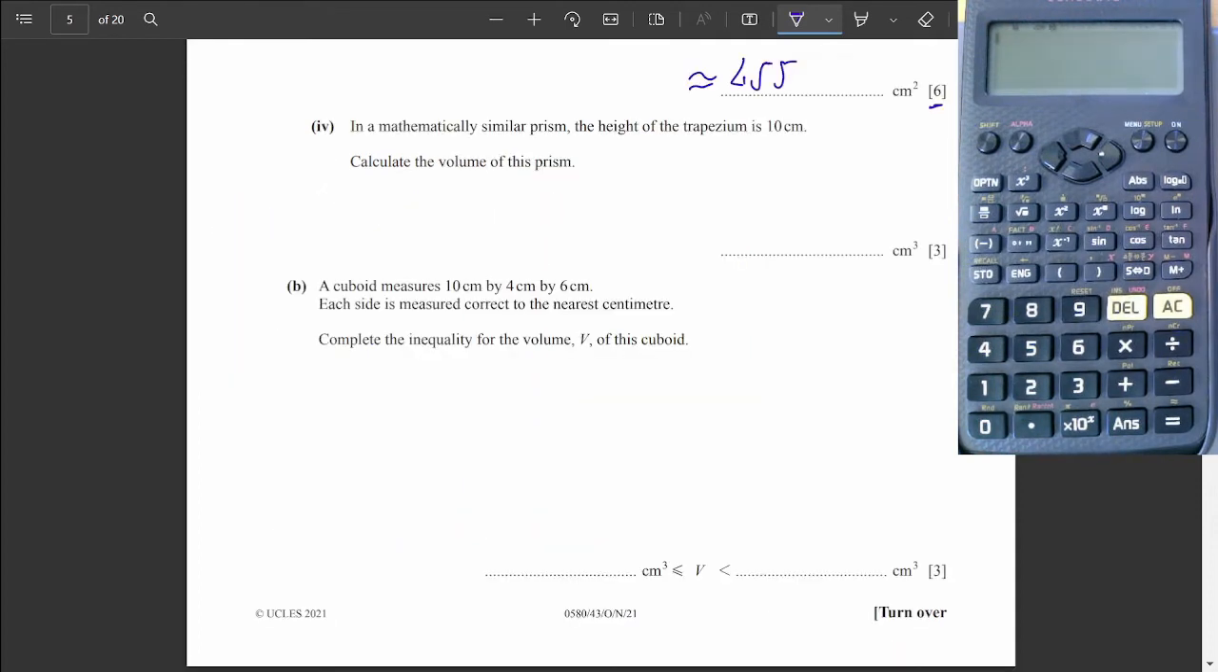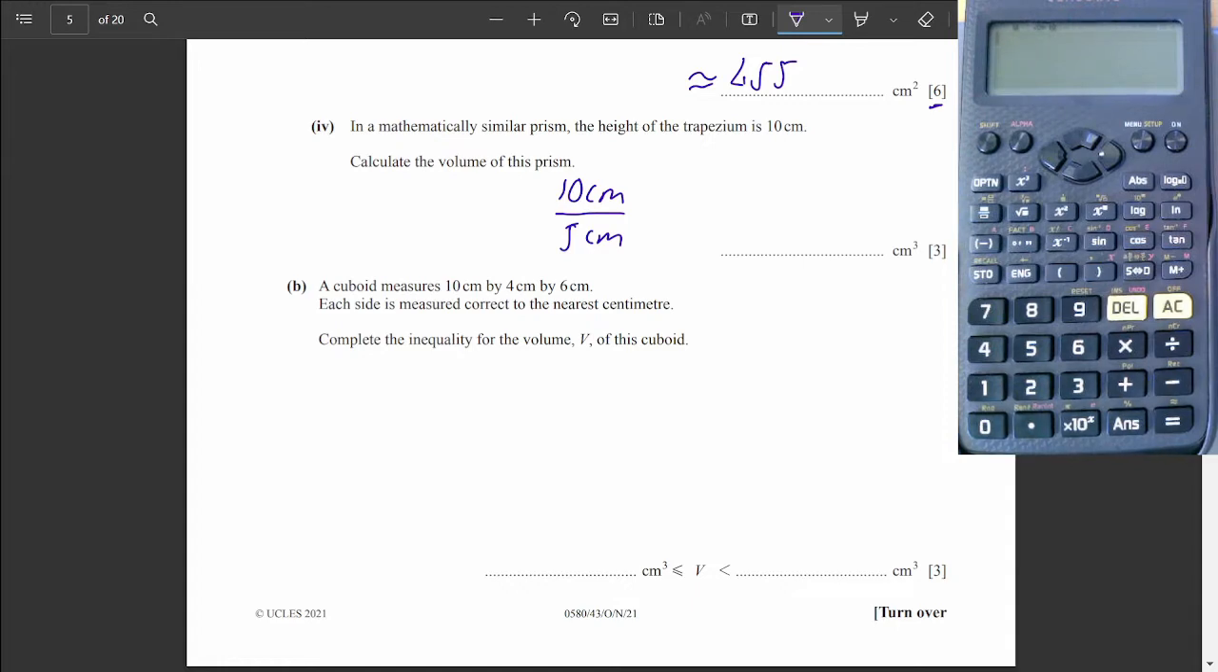Question 3a, part 4. It says here, in a mathematically similar prism, so you've got the same prism, the height of the trapezium is 10 centimeters. If you remember, the height of the trapezium we just had was 5 centimeters. So if we divide 10 by 5, it means that trapezium is twice as big. It says calculate the volume.